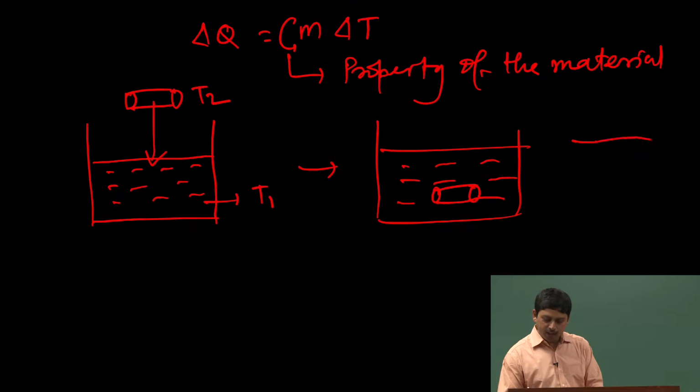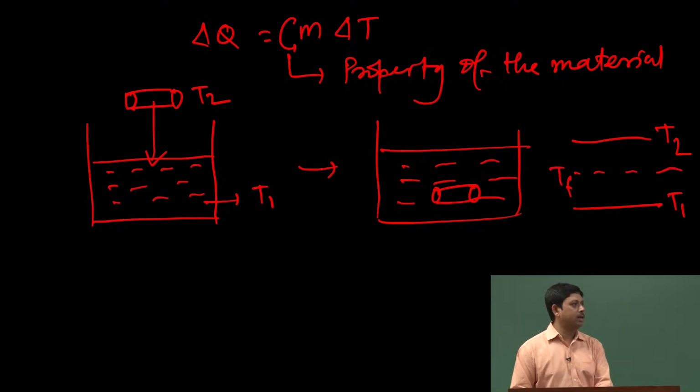Final temperature will be somewhere in between. Let us say this T2 was larger than T1, so the final temperature will be somewhat in between. Again, thermal equilibrium will come into the picture, right. When two objects are in contact with each other, there will be thermal equilibrium and the temperature will be the same. So, when they are in equilibrium, the temperature of the metal rod and the temperature of the water will be the same.